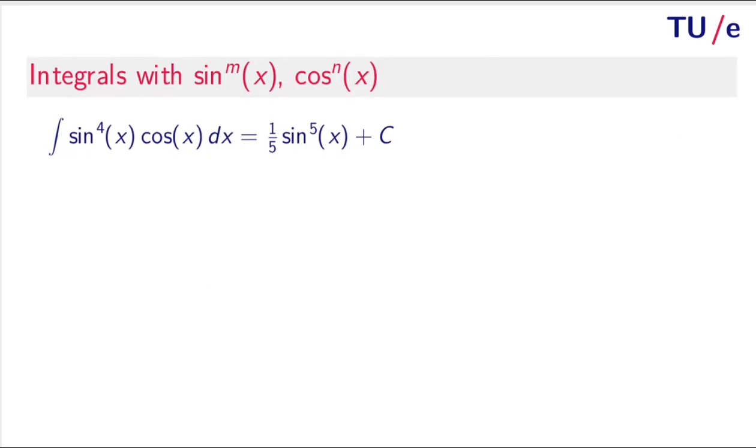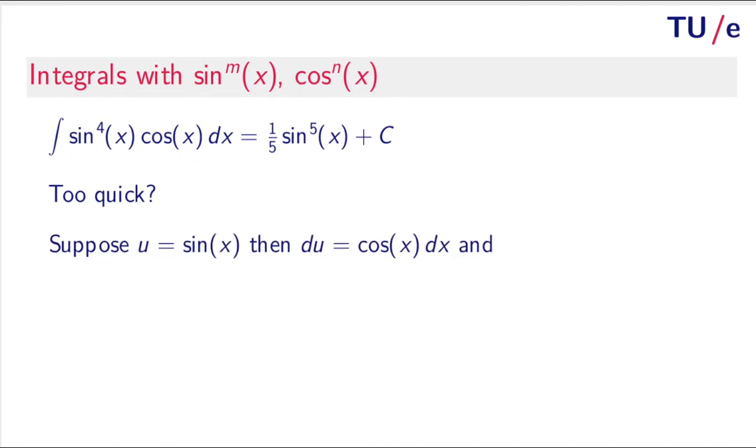In this lecture we will look at the integrals in which we find powers of the sine or of the cosine. For example, look at this integral. The integral of sine to the power 4 of x cosine x dx is equal, of course, to 1 over 5 times the sine to the power 5 of x plus a constant c. Or maybe this was too quick.